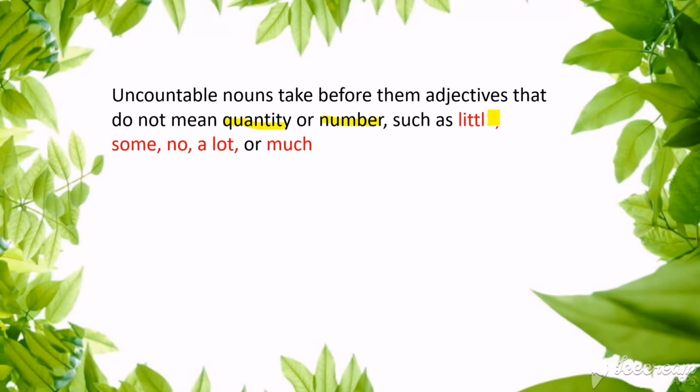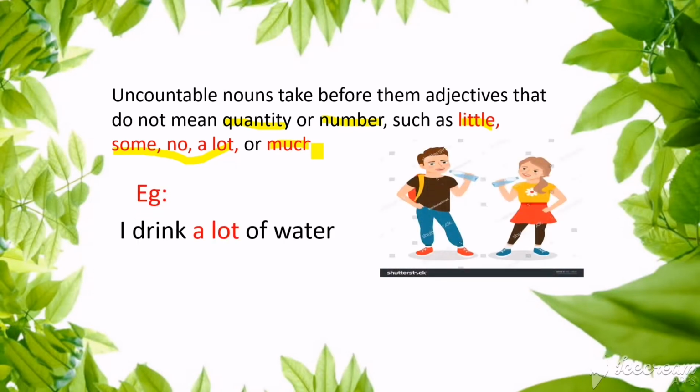Words like little, some, not, a lot, or much are the words that are used to represent uncountable nouns. So now let's see. I drink a lot of water. Here, a lot of represents a quantity, the quantity of water that a person drinks, but that does not mean a particular quantity.